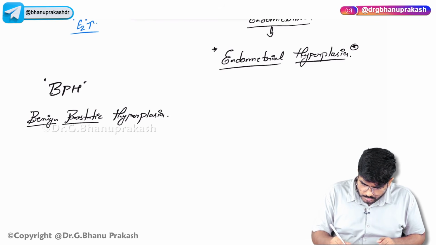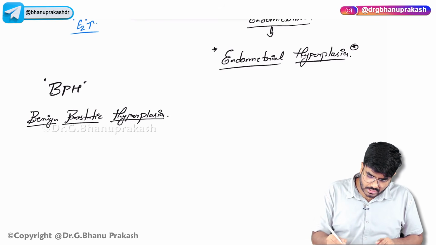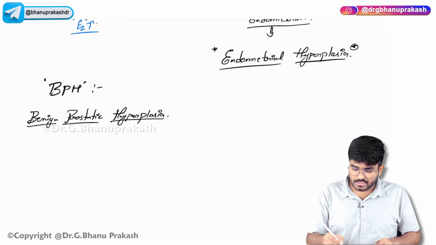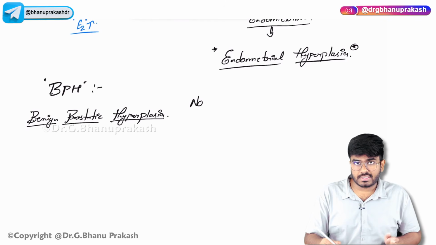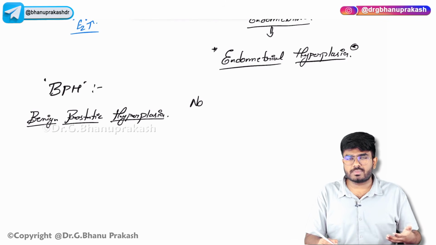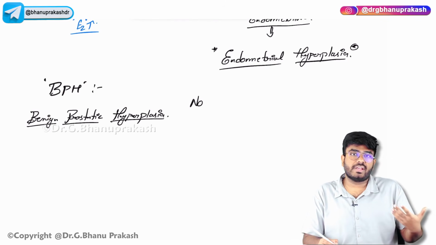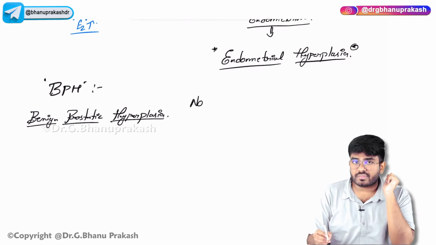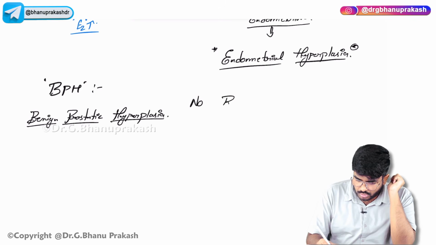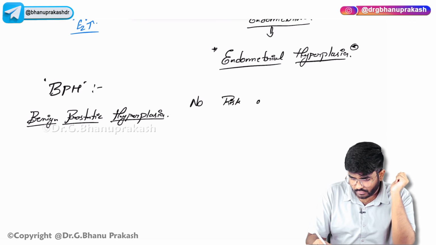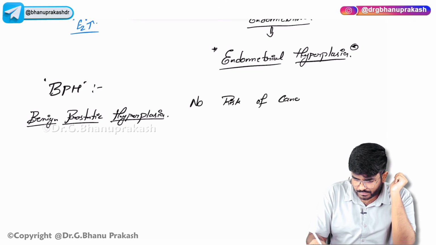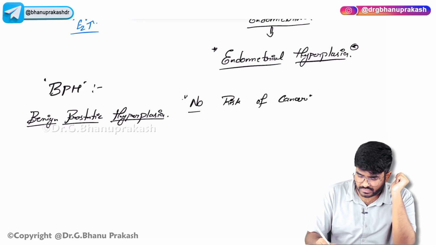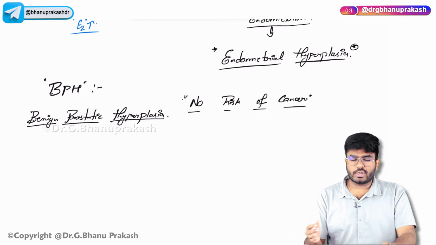Okay, benign prostatic hyperplasia, BPH. In this condition, there is no risk for cancer. It happens in males, usually older males, because of high levels of dihydrotestosterone, which causes hyperplasia of the prostate. So, in this benign hyperplasia of the prostate, there is no increased risk for cancer. It's not a cancerous condition.